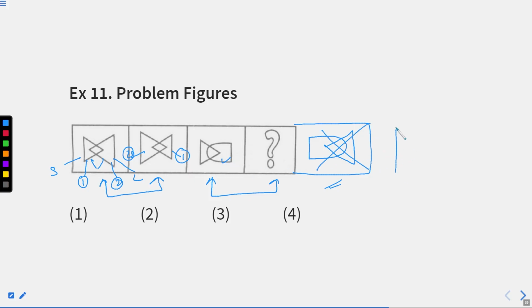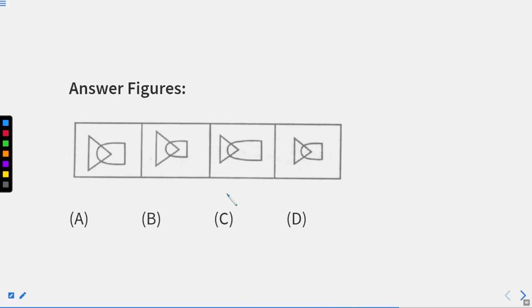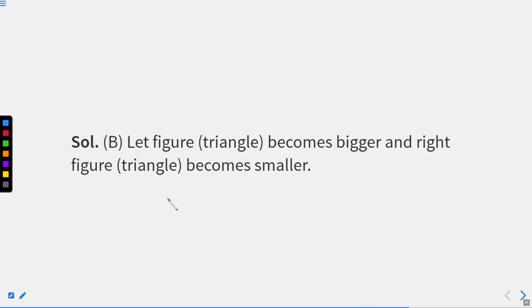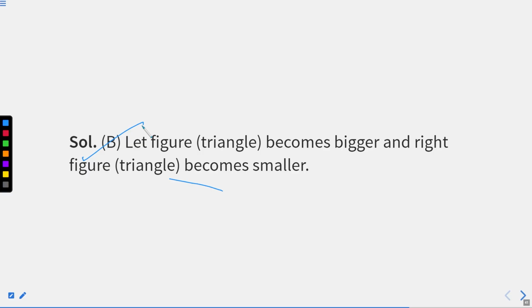Okay, what are we supposed to do? We are supposed to make another figure where the triangle is large as compared to this figure, right? So this kind of figure we need where the triangle is large. So the triangle is not large here, the triangle is large here. So this can be our answer, and this is not, and this is not. So option B will be your answer, right? You can see here as well. Option B is your correct answer, right?